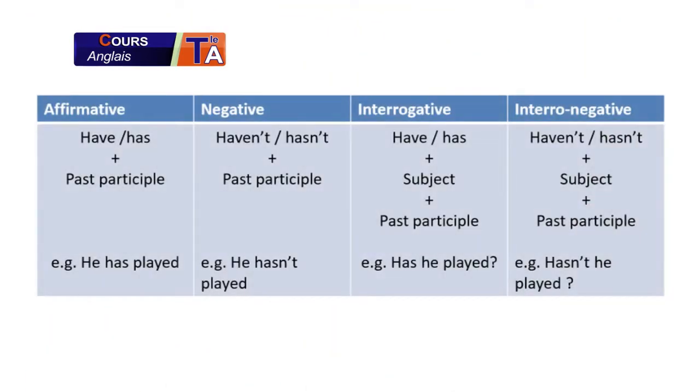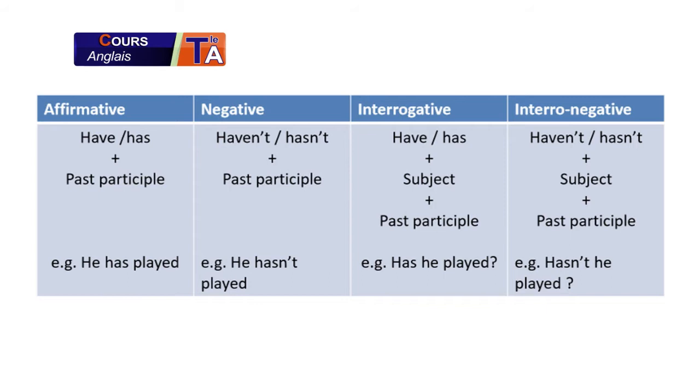Here's the table to show you the different forms of the present perfect. In the affirmative form, you have have or has plus past participle. Example, he has played. The negative form is haven't or hasn't plus past participle. Example, he hasn't played.